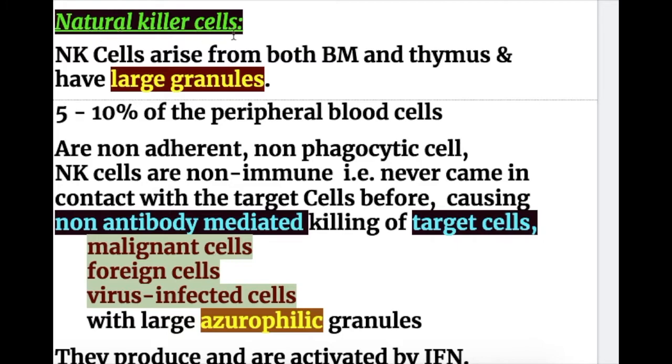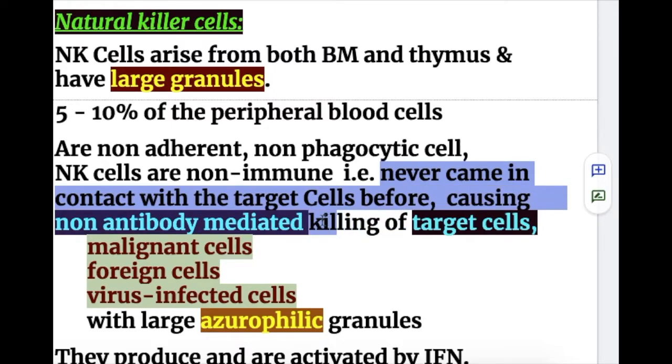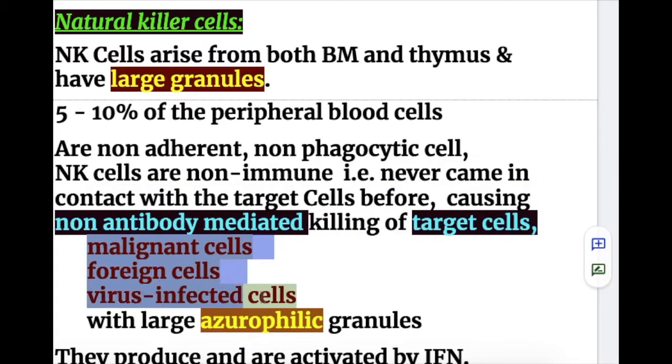Now, natural killer cell or NK cell. NK cells arise from both bone marrow and thymus and have large granules. So they are lymphocytes with large granules and constitute 5 to 10% of the peripheral blood cells. The NK cells are non-adherent, non-phagocytic cells and are non-immune cells. That is, they never came in contact with the target cell before and cause non-antibody mediated killing of the target cell. So they kill the target cell even if they haven't come in contact with antibodies previously. They can kill malignant cells, foreign cells and virus infected cells.